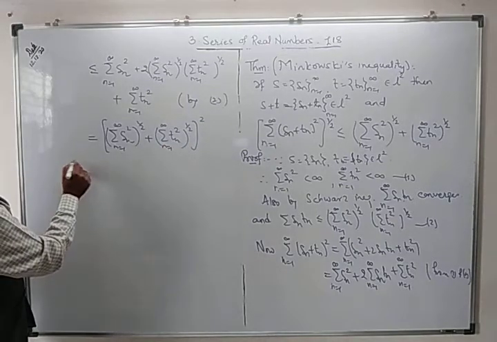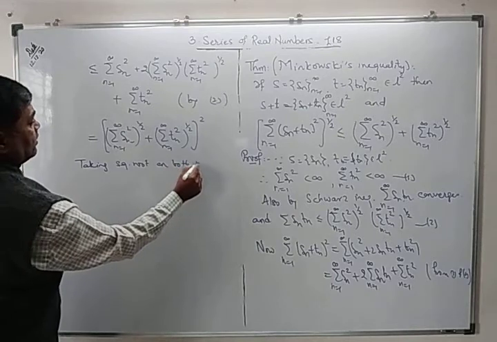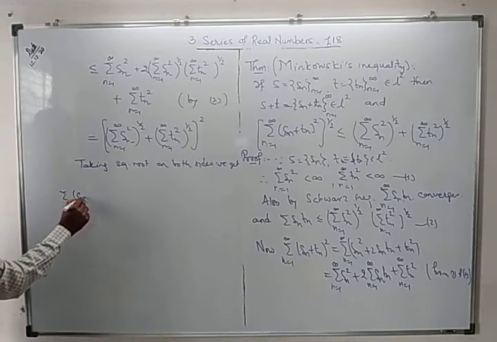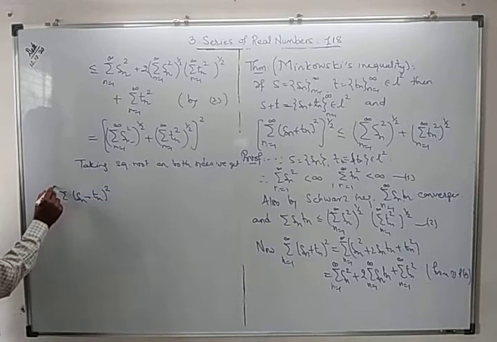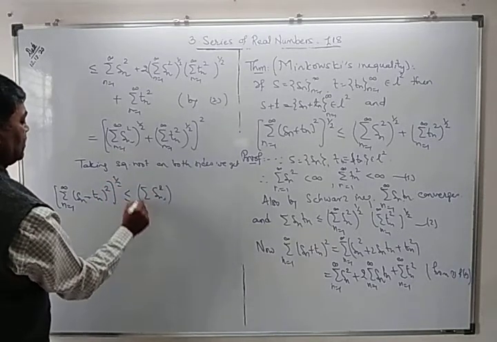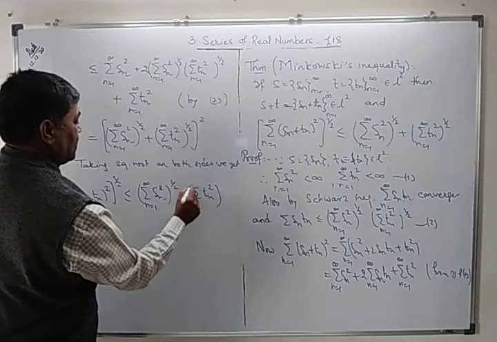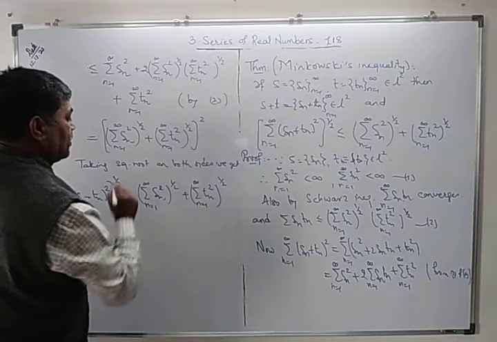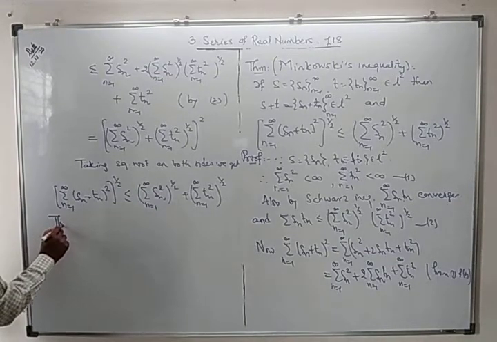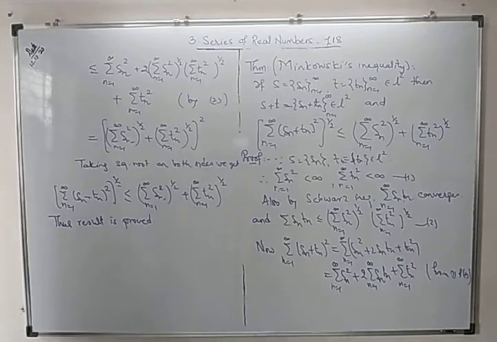Taking square root on both sides, we get the summation of Sn plus Tn its square, n equal to 1 to infinity, raised to half, is less than or equal to the summation of Sn square raised to half, n equal to 1 to infinity, plus the summation of Tn square raised to half, n equal to 1 to infinity. Is it clear? Thus, the result is proved. Is it clear?